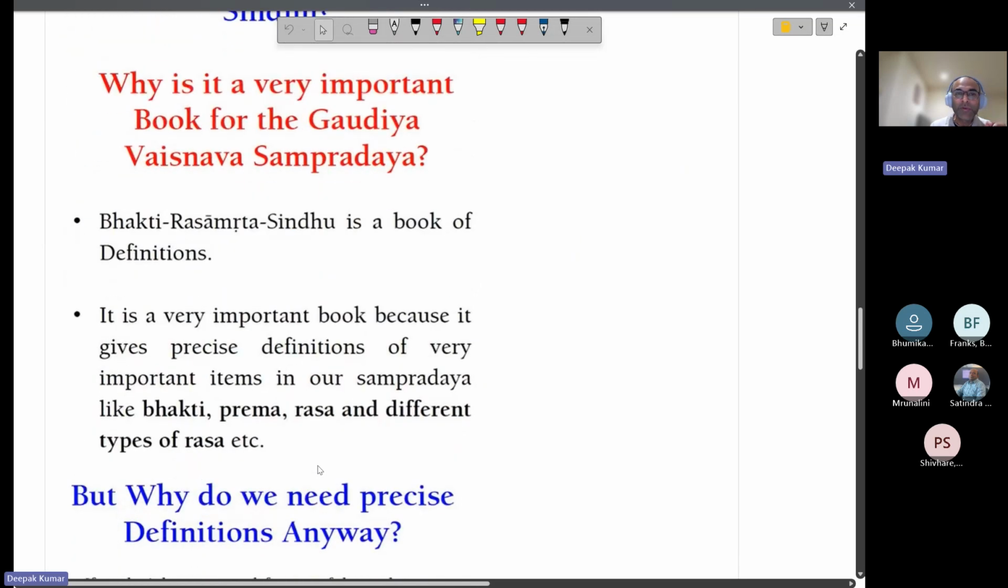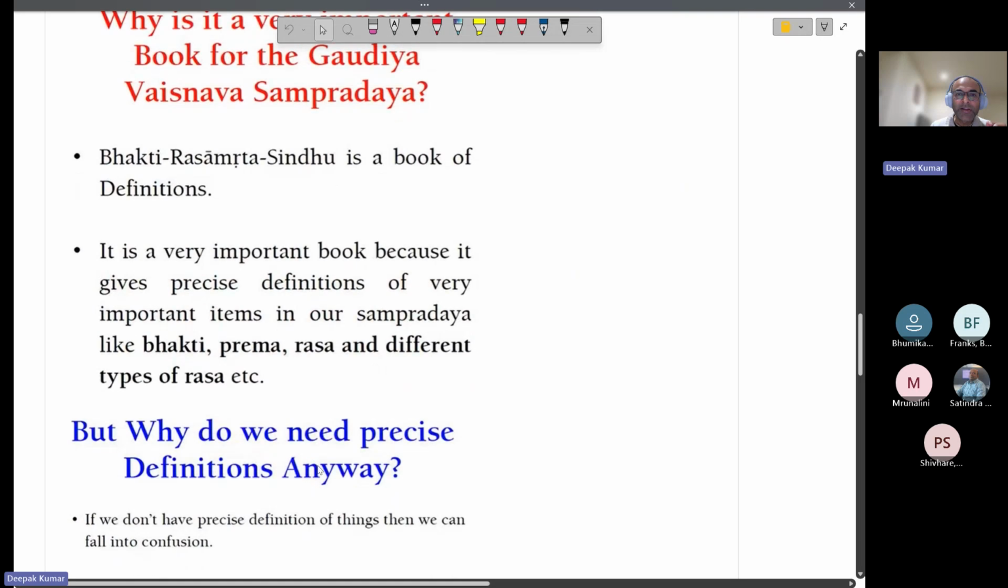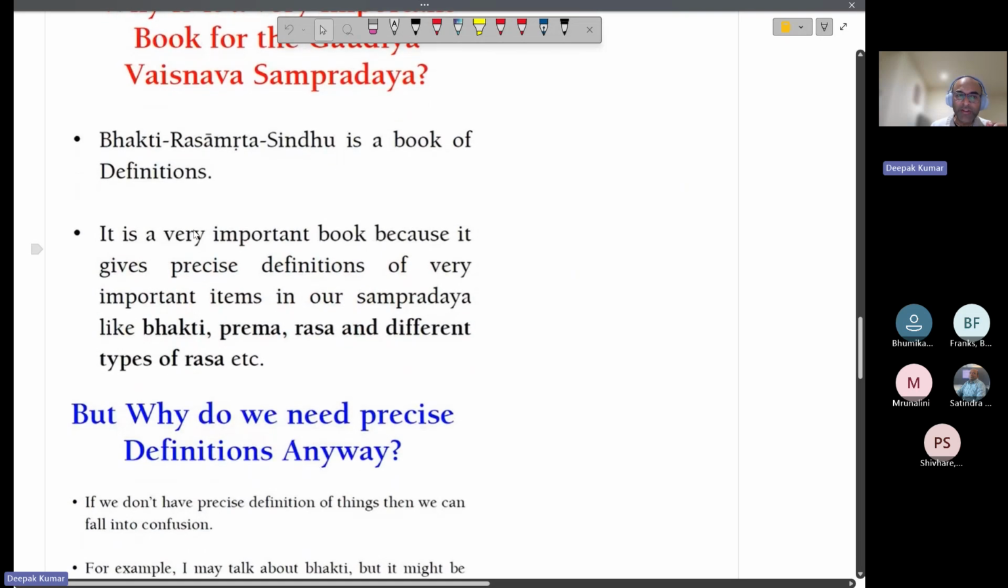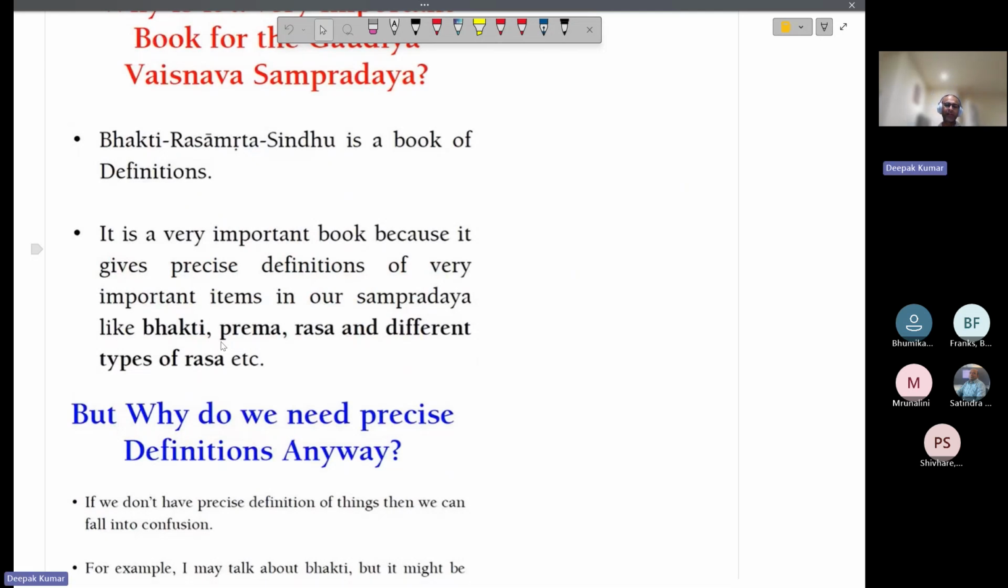So why is it the most important book for Gaudiya Vaishnavas? It is a book of definition. It is a very important book because it gives precise definitions of very important items in our Sampradaya. Like, if I ask anybody to describe what bhakti is, we all will come up with our own definition, but here you are going to see what pure bhakti is. When you read the definition, your jaw will drop. You'll say, wow, yeah, that makes sense.